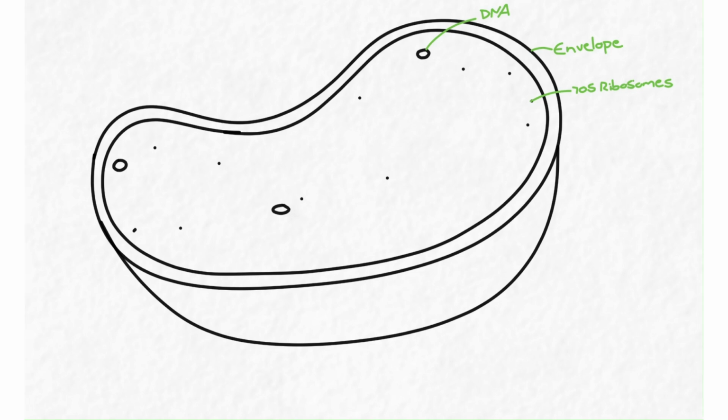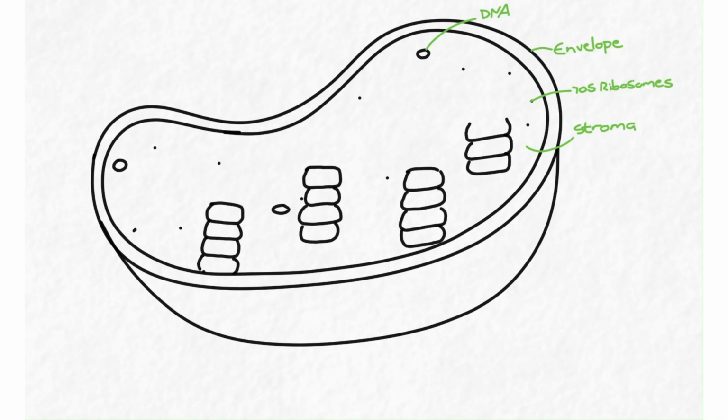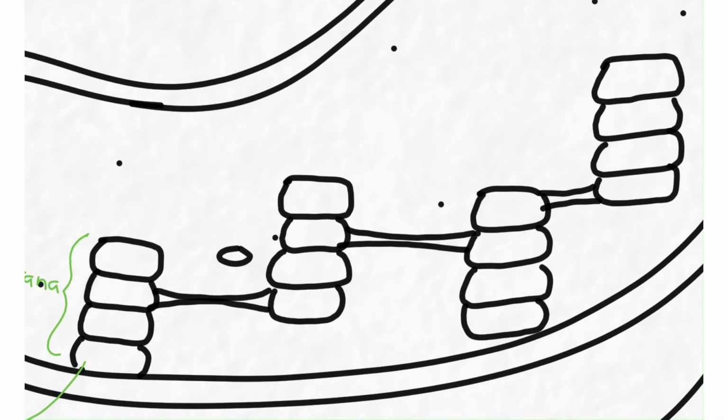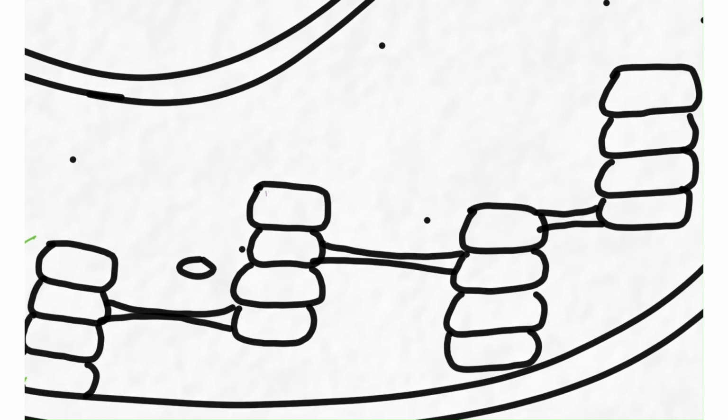Instead of a matrix, the chloroplast is filled with a substance called the stroma. Here, fluid-filled sacs called thylakoids can be found stacked onto one another in structures called grana. The chloroplasts are responsible for producing glucose from photosynthesis. This is done in 2 stages.